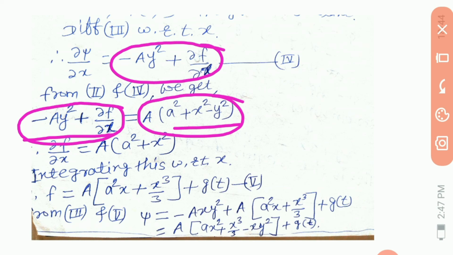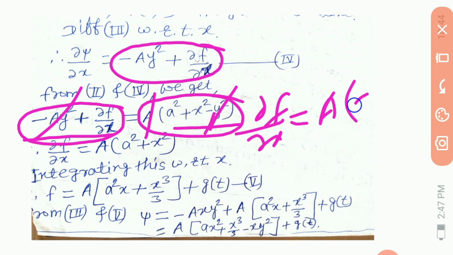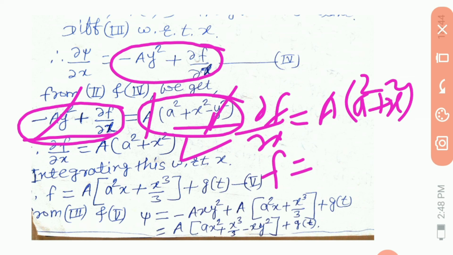So what do we get? A y square will be cancelled, and we get dou f by dou x is equal to a into a square plus x square. This one. Now again integrate this with respect to x. We get this f is equal to a in bracket a square x plus x cube by 3 plus integration constant g of t. Suppose this is number 5th.